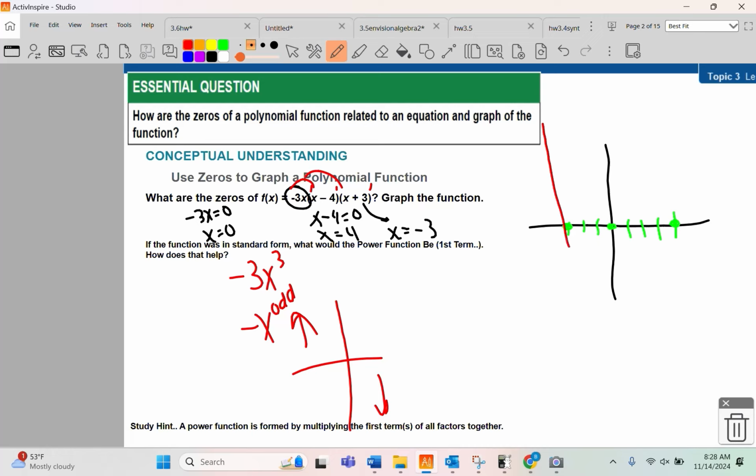It's going to pass through that x-intercept. Some point in time, it's going to turn back around. It's going to go back up, and what's it going to have to do? What's it have to do to end low? It's going to have to go back down.